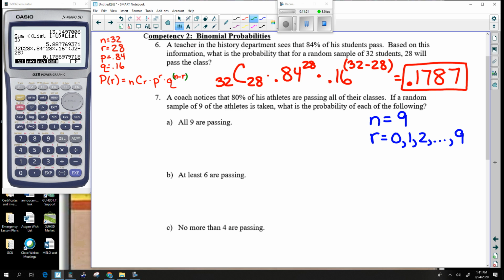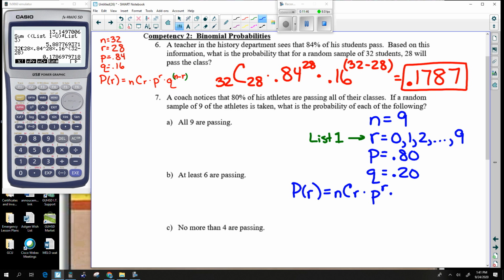And what I'm going to do is I'm going to put that in my calculator as list 1. What else do I have here? I have a probability of success. In this case, it's 80%. That would mean failure is 20%. The probabilities in general, I'm using the formula NCR, P to the R, Q to the N minus R. I am going to be storing this as list 3.